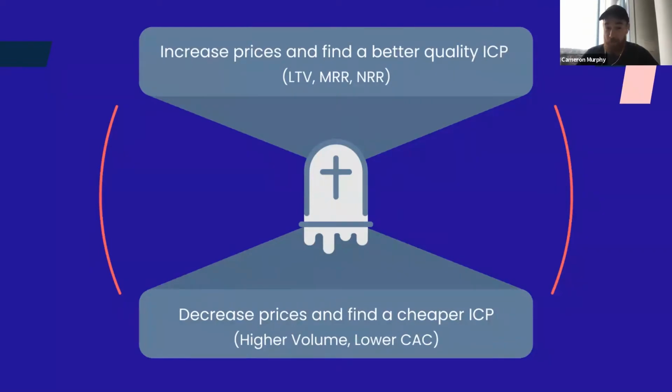So having said that, if we had to distill it down to its simplest essence, you can either increase your prices and find a better quality ideal customer profile. What we mean by better quality is that they have a higher lifetime value, so you earn more from them over the course of the relationship. You either have more revenue per month from them, or as they progress throughout their life cycle with you, you can increase your invoicing amounts. That's what a quality ideal customer profile is.